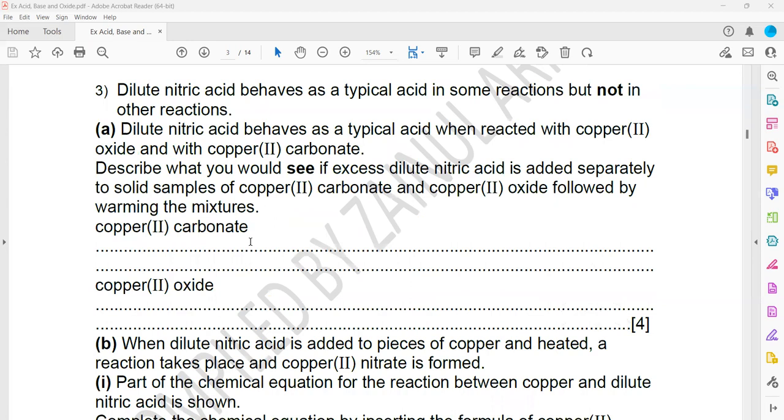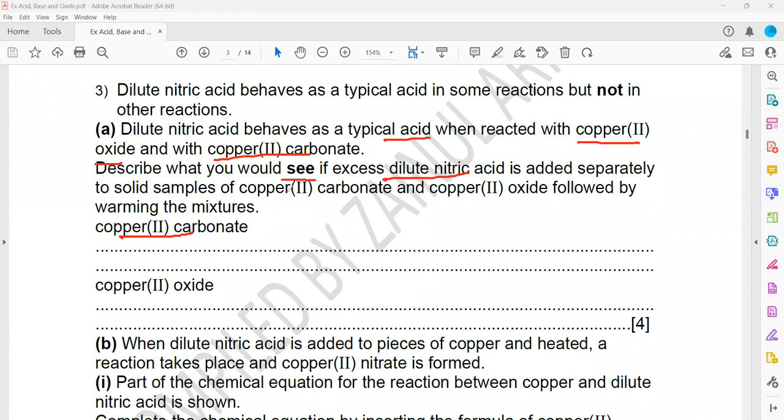The next one: dilute nitric acid behaves as a typical acid in some reactions but not in other reactions. It behaves as a typical acid when it reacts with copper 2 oxide and copper 2 carbonate. Describe what you would see if an excess, more than enough, acid is added to copper 2 carbonate. So what are the observations?